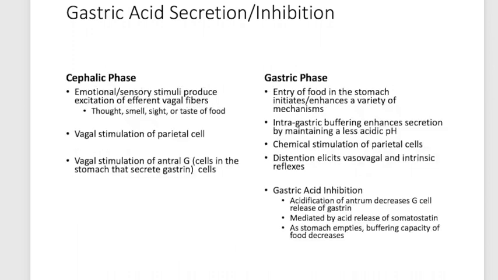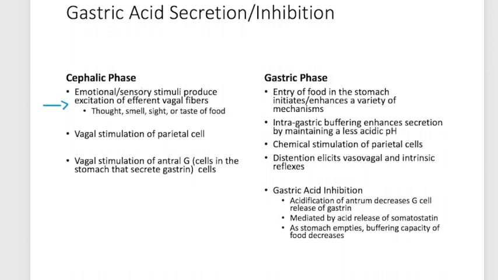We go back and look at the cephalic phase. This is really that first phase of gastric acid secretion. What happens is the brain starts the process with the thought, smell, sight, or taste of food with the intent of eating it. This then leads to vagal stimulation of the parietal cell and the antral G cells, which secrete gastrin, as well as pepsinogen, which is converted to pepsin by that hydrochloric acid, in addition to the hydrochloric acid. So all of that gets stimulated with the emotional and sensory stimuli.